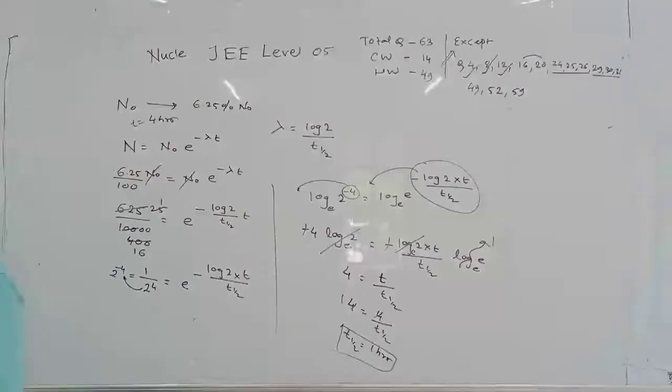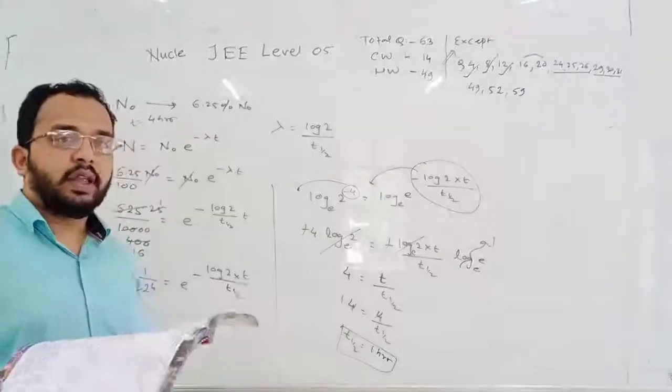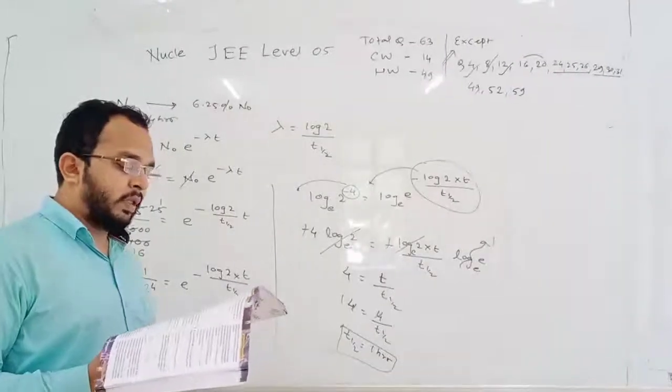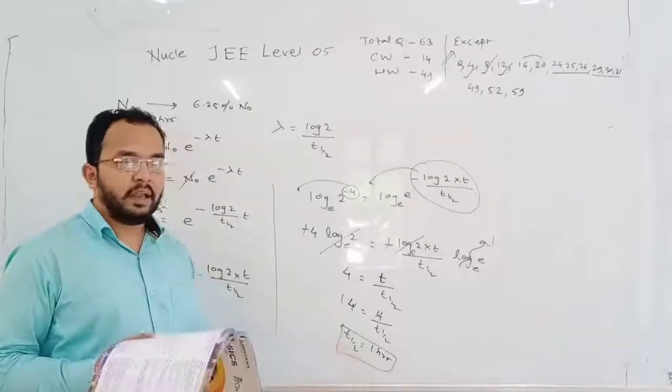What is asked in the question? This is a more than one option correct question. So first option, the half life of the sample is 1 hour. Is that correct? What is the half life? 1 hour.